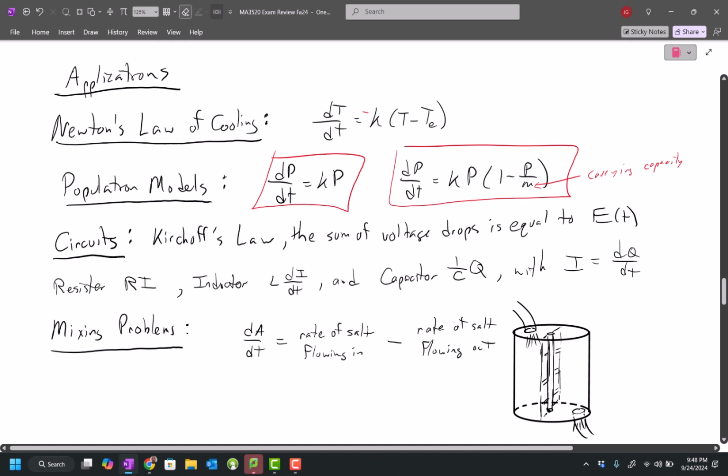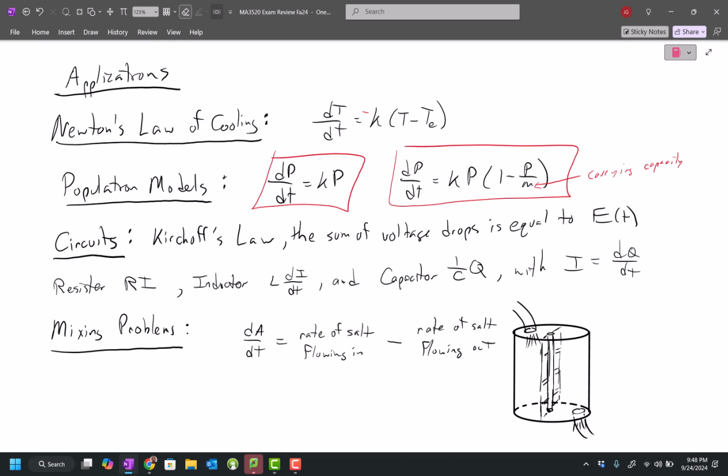So far, one thing we can notice is all three of those differential equations have been autonomous differential equations. So we can find that carrying capacity by just finding the equilibrium solutions, and the upper equilibrium solution would be the carrying capacity of the system.